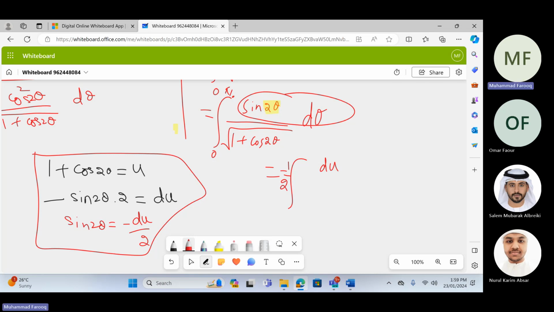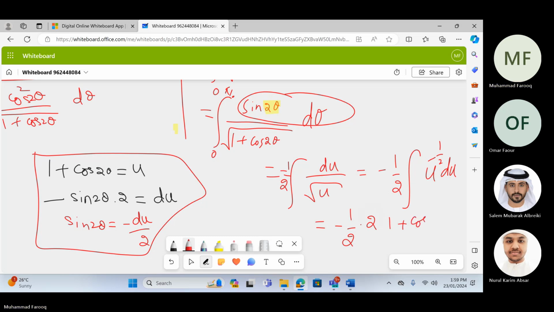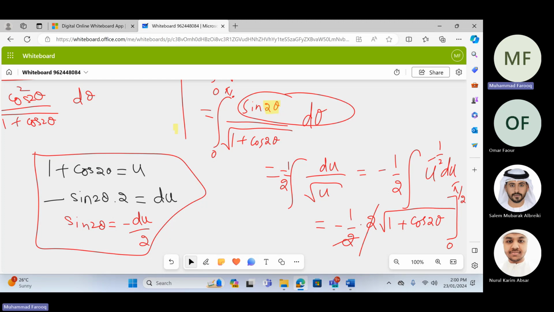And 1 plus cosine 2 theta is u. I explained already that it becomes minus 1 by 2, and integrate u to the power minus half du. Then you can apply negative 1 by 2 times 2 times the root of 1 plus cosine 2 theta, with limits from 0 to pi by 2. So this will cancel out. Now we are left with the upper limit in the answer minus the lower limit in the answer. So the answer is radical 2, yes.